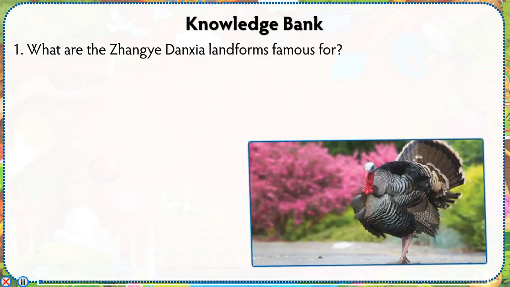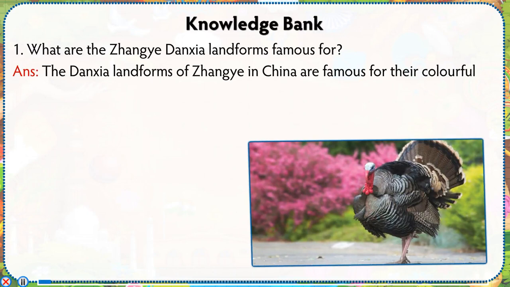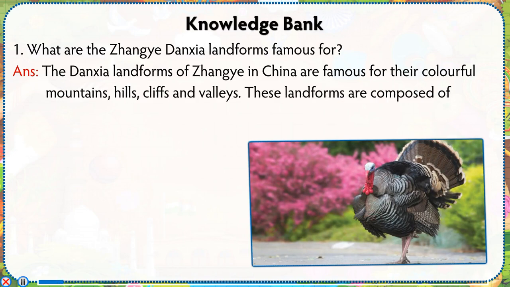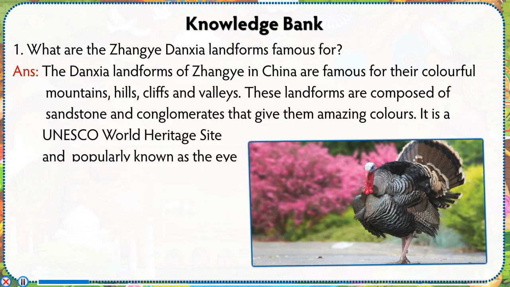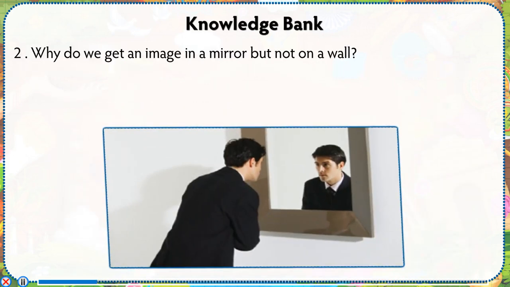Knowledge Bank. First, what are the Zhangye Danxia landforms famous for? Answer. The Danxia landforms of Zhangye in China are famous for their colorful mountains, hills, cliffs, and valleys. These landforms are composed of sandstone and conglomerates that give them amazing colors. It is a UNESCO World Heritage Site and popularly known as the eye candy of Zhangye.